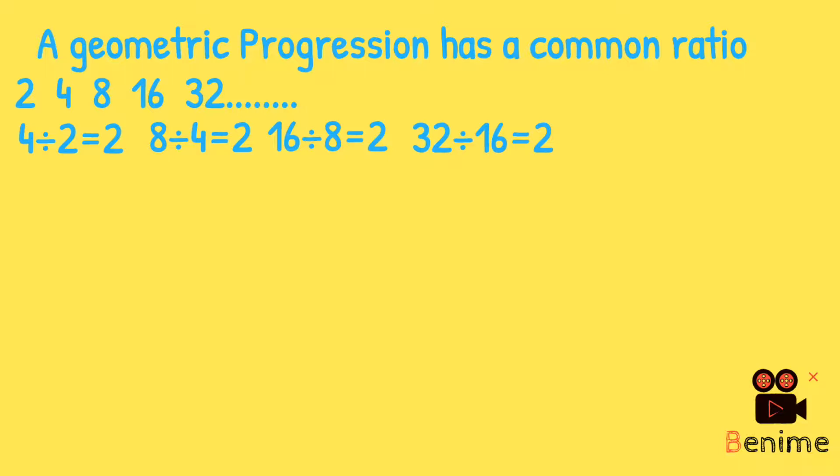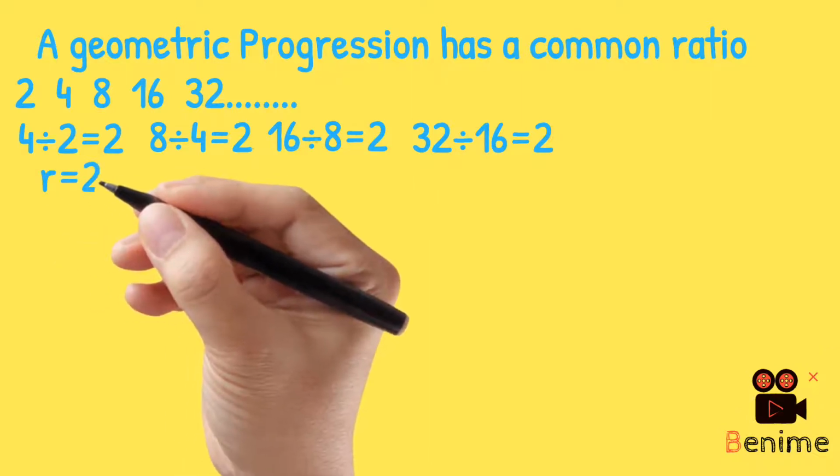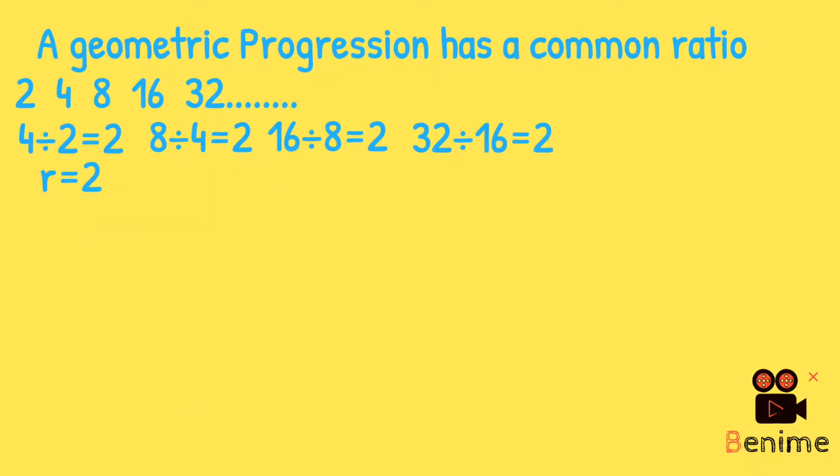A common ratio is division, so when we are dividing successive terms, we are getting the same answer. The symbol for common ratio is R. So in this case, R is equal to 2, because the answer that we were getting was 2, 2, 2, 2.